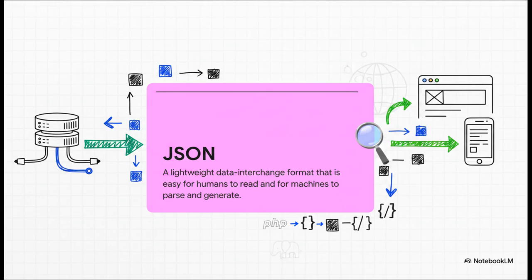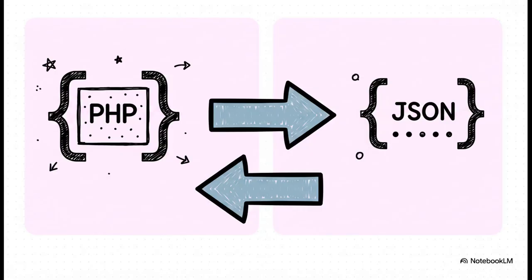Think of it like a universal translator for data. And on the modern web, that translator is JSON. It's just a simple, text-based way to structure information that basically everything understands. It's easy for us to read and a piece of cake for computers to figure out. And the best part? PHP makes this ridiculously easy.